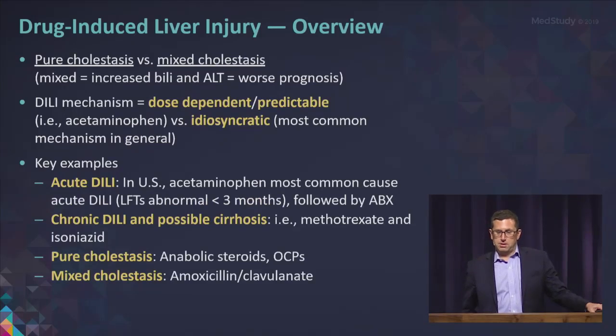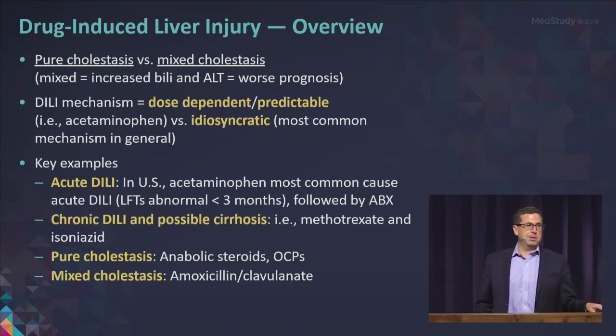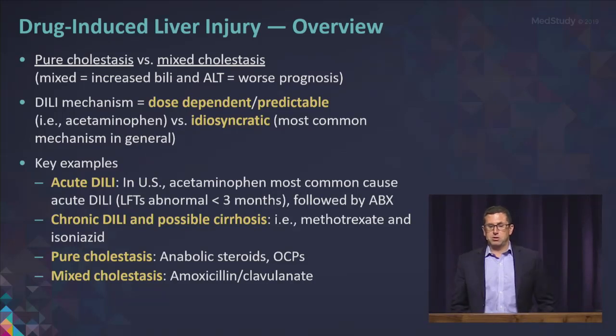So now we're going to talk a little bit about drug-induced liver injury. We're getting close to the end here. There are two types. There's pure cholestasis and mixed cholestasis. Generally, mixed cholestasis is worse. That means the bili and the ALT are both elevated. There are really two main mechanisms. There's dose-dependent, and then there's idiosyncratic. Idiosyncratic is the most common.